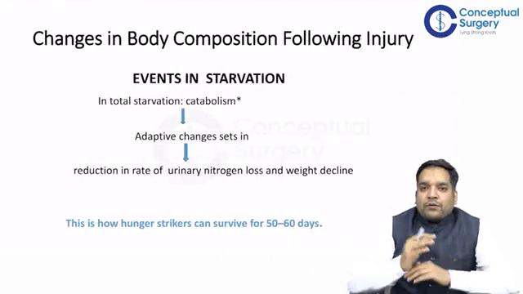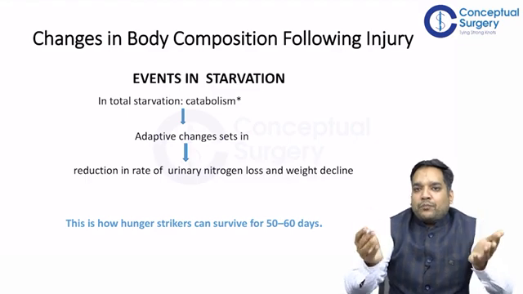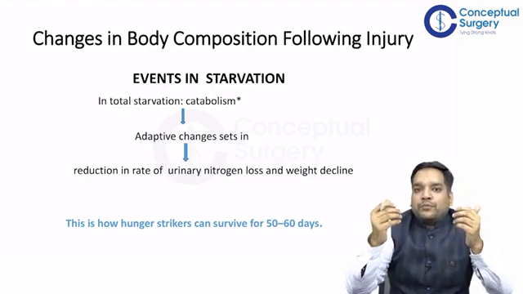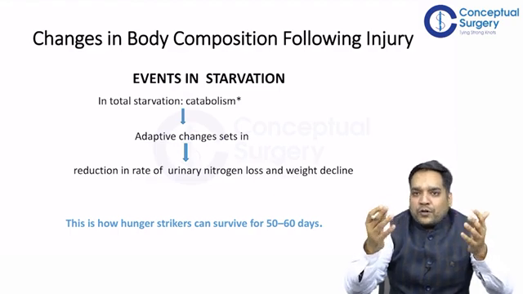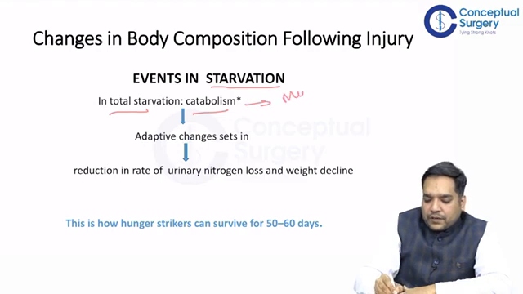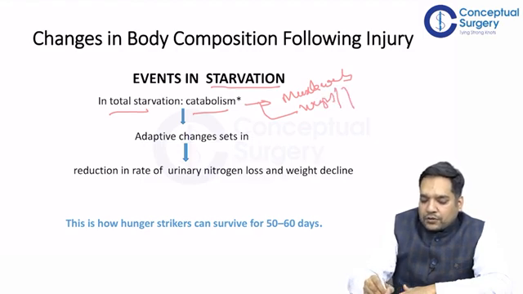So now we have discussed the normal composition. Now we are going to discuss what changes happen in body composition during a pathology or an illness. So what happens in starvation? As soon as starvation starts, the body undergoes catabolism. Catabolism means muscle wasting, weight loss, and protein loss.